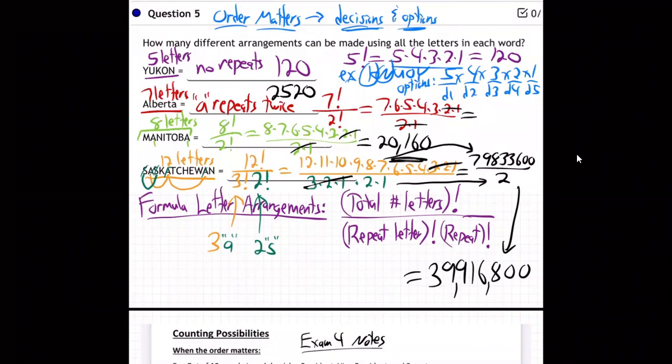So there it is. There's the formula for letter arrangements. It's just total letters factorial over repeat factorial in the denominator. Then just write them out, cancel what you can, use your calculator to get the answer. It's the same as decisions and options, really. There we go.